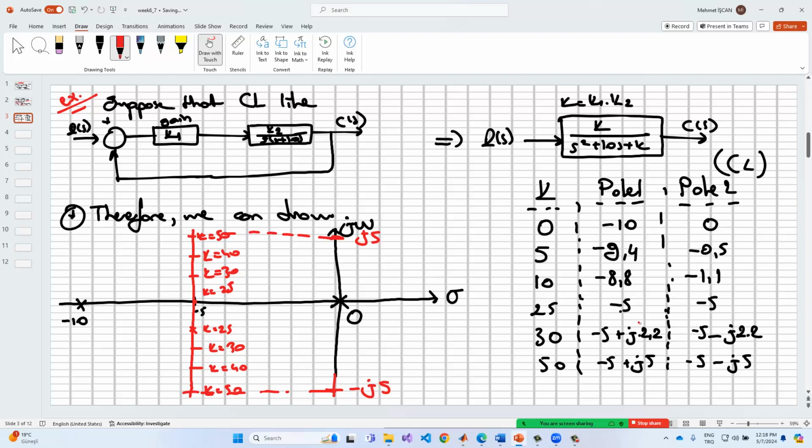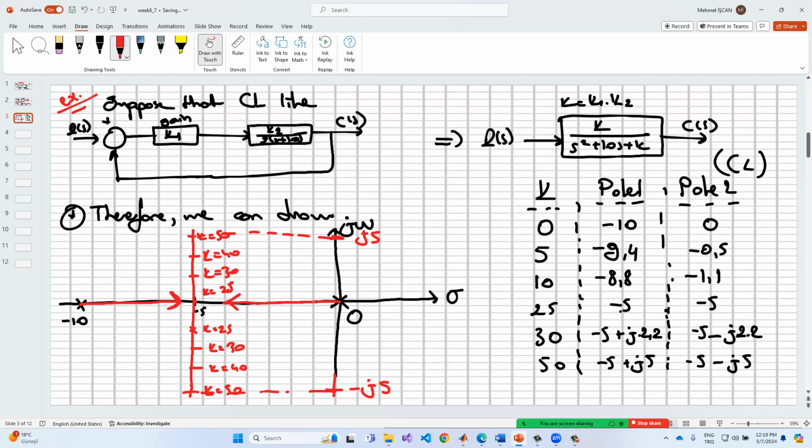We must also use the values of K below 25. Just see that our pole is going from minus 10 to minus 5. I can see that this line should be drawn here just like this one, and on the other side we have 0, minus 0.5, minus 1, minus 5. We also have another line here just like this one.